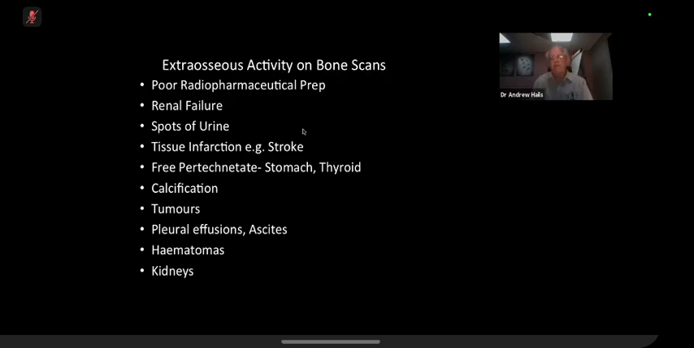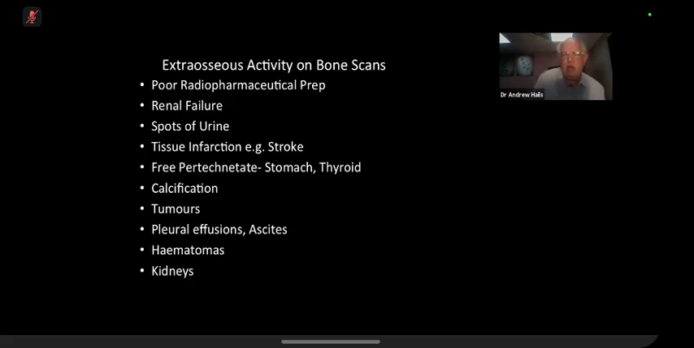Now, extraosseous activity on bone scans. It is possible to get poor radiopharmaceutical preparation and get the bone agent forming colloid and going to places like the liver and spleen.